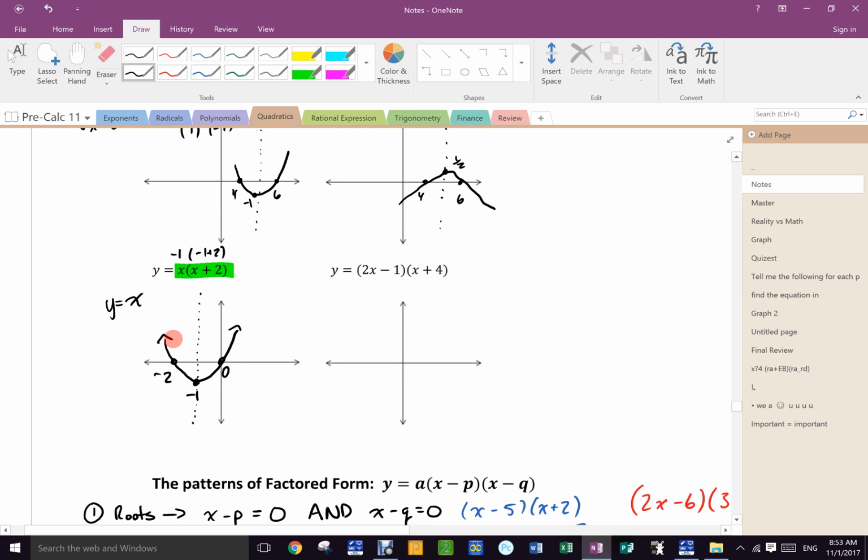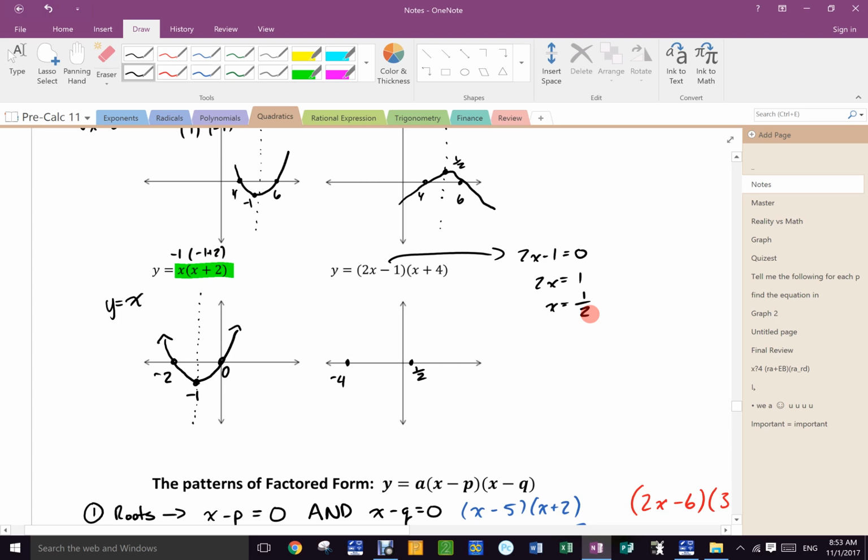Great. And the last one I'm going to do together with you, what are my roots? Negative 4 and pardon me? Positive 1/2. Because 2x minus 1 has to equal 0. So 2x has to equal 1, so x has to equal 1/2.